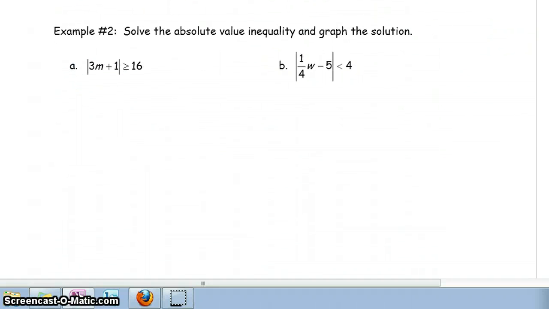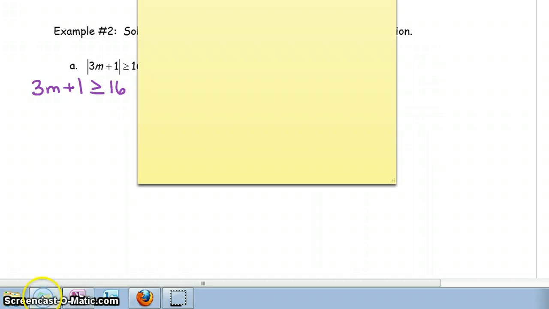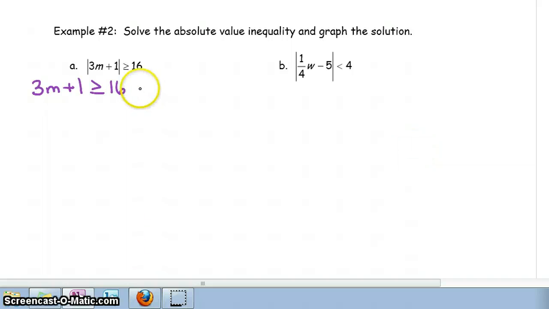Going further down, now we're actually going to solve the absolute value inequality, and once we solve them, we're going to graph the solutions. So let's go ahead and do the first one. The first one is the absolute value of 3m plus 1 is greater than or equal to 16. So we're going to write our two compound inequalities. The first one is 3m plus 1 is greater than or equal to 16. Since this is a greater than or equal to, we are going to say that this is an or problem, and the second one will be the negative of this.